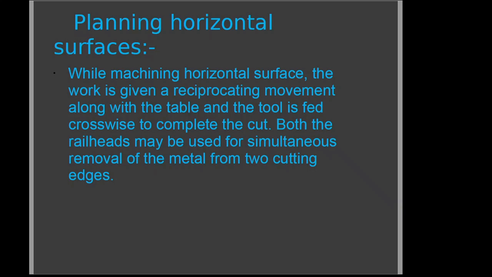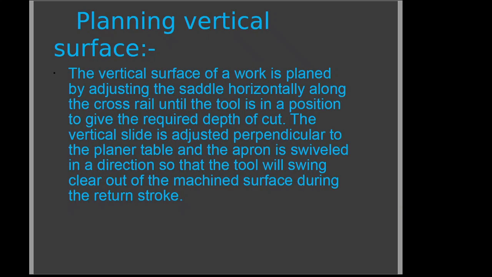Sometimes, for simultaneously removing material from more than one location, two tool rail heads may be used. For planing vertical surfaces, three coordinated movements are required for the tool head. First, the saddle is adjusted along the cross rail in a horizontal plane. Then the vertical slide is adjusted along a vertical plane. Finally, the apron is swiveled in such a way that the axis of the tool is rotated and it will not hit the vertical surface of the workpiece.